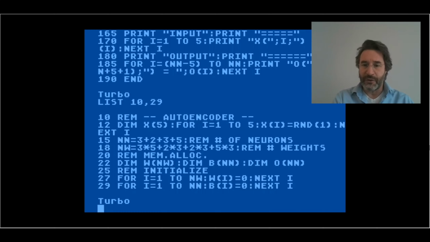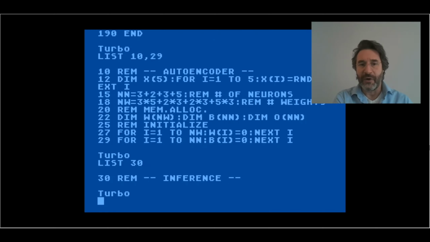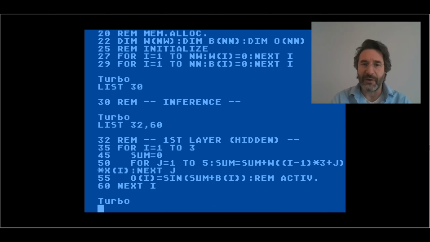So now we can go ahead and show just line 30, where essentially we have a remark which says that we start the inference. So we are now going to dig into the inference, how it is made in an autoencoder. So we can now go through from line 32 to line 60 and see what happens.